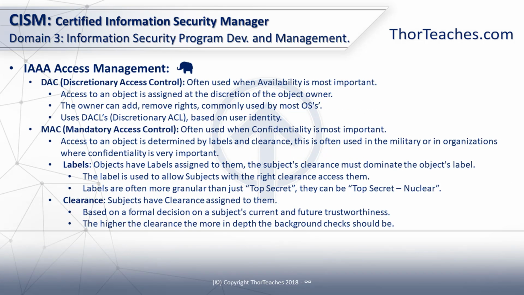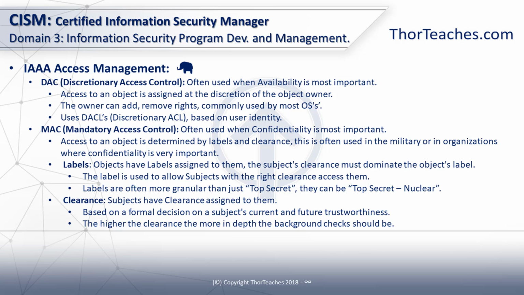Discretionary access control is used when availability is the most important thing from the CIA triad. And as the name indicates, access is assigned based on the data owner's discretion. It's at their discretion who they give access. And the data owner can add and remove rights or access completely. This is most commonly used in operating systems. You can share your drive or you can share a folder with someone. And it uses DACLs, or discretionary access control lists, based on a user's identity.